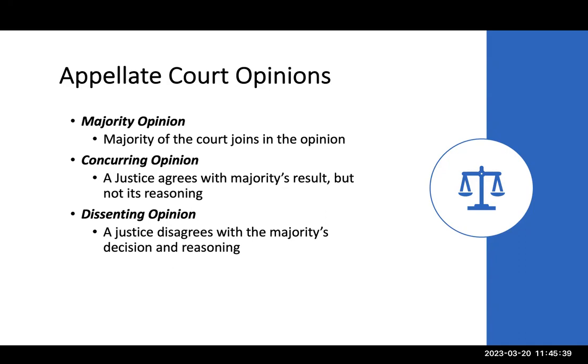A concurring opinion, on the other hand, is an opinion where a justice, an appellate court judge, agrees with the majority's result, but not necessarily with its reasoning. So again, the concurring judge ultimately agrees with the decision to reverse or uphold the trial court's ruling, but comes at it a different way.